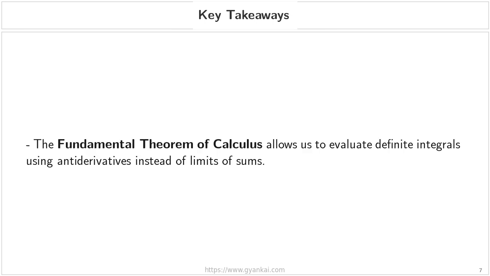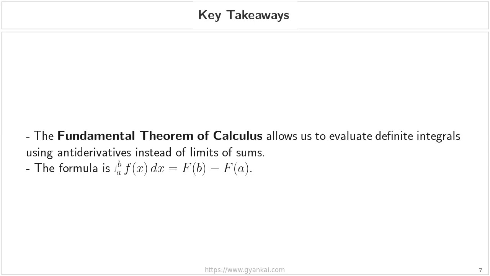Key takeaways. First, remember that the fundamental theorem of calculus is the cornerstone of this entire method. It's what allows us to bypass the often complicated process of finding the limit of Riemann sums, that's what we discussed way back at the beginning, and instead use the much more manageable technique of finding antiderivatives. So, instead of adding up infinitely many tiny rectangles, we find a function whose derivative is what we started with.